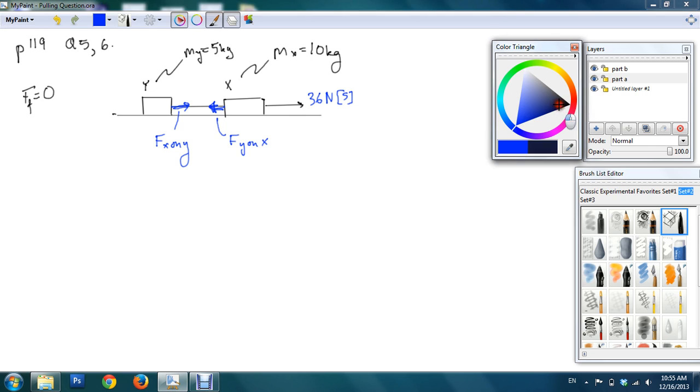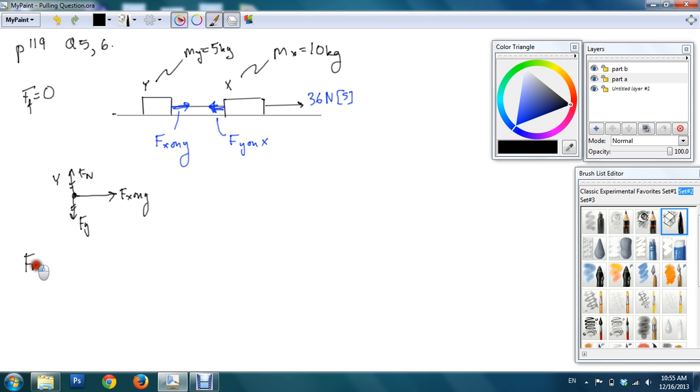First thing we have to do is begin by drawing free body diagrams for both blocks. So for block Y, we have a force this way, which is force X on Y. We have gravity, we have normal force, and that's it. There's no other force affecting this box. Force of gravity and normal force, by the way, are equal and opposite, so they cancel.